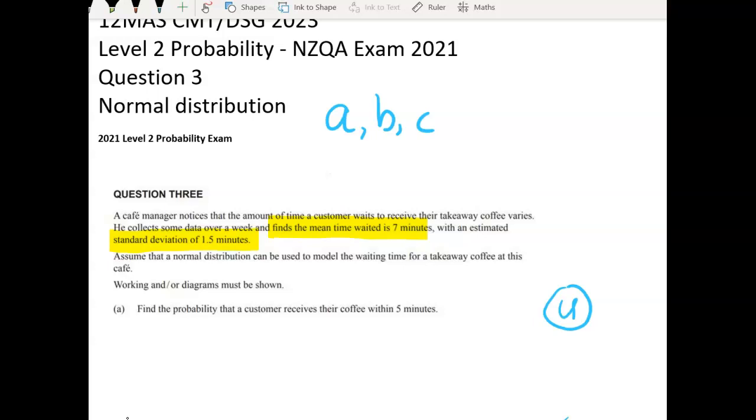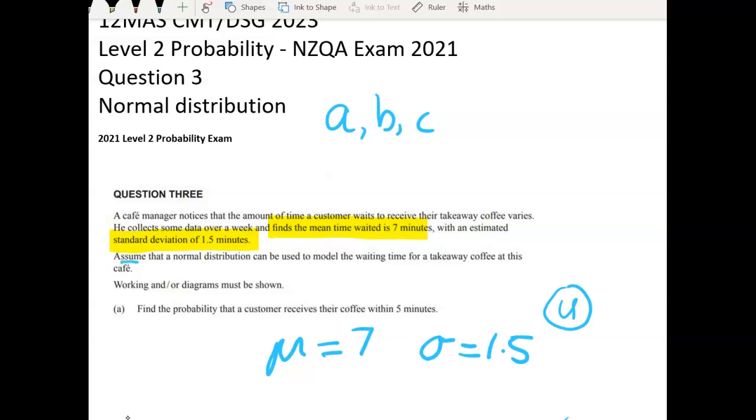So we should know straight away that the 2 parameters that we need to model a normal distribution problem are the mean, mu, which is 7, and the standard deviation here, which is 1.5. And those 2 things let me draw the shape of the waiting times for coffee.